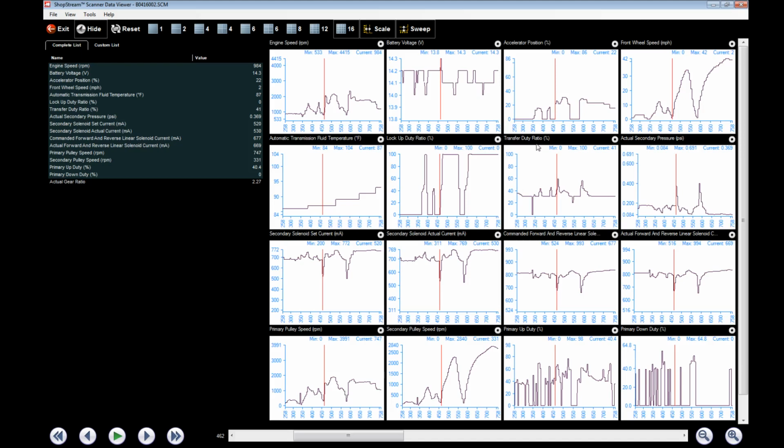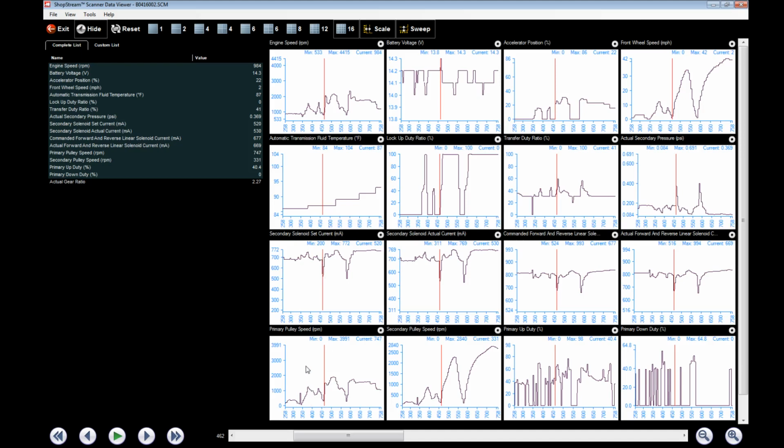So as we're accelerating, quite a few things are happening. Of course, the accelerator pedal position is going up, your transfer clutch duty percentage is going up, and your forward and reverse linear solenoid drops amperage, and at the same time your secondary solenoid is dropping amperage to raise mainline pressure too.